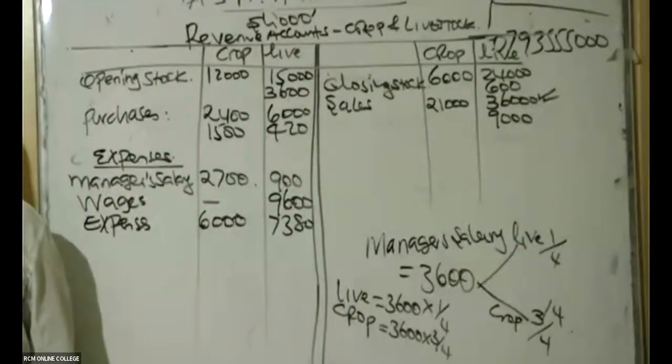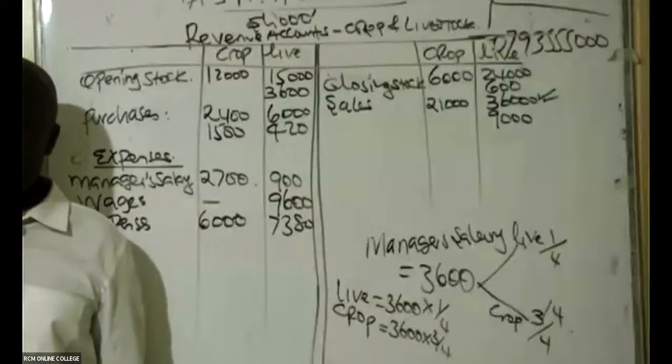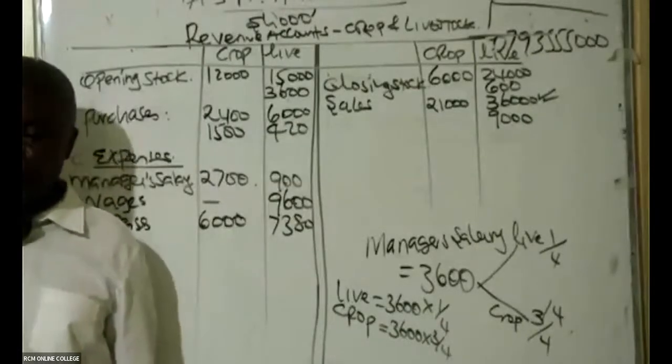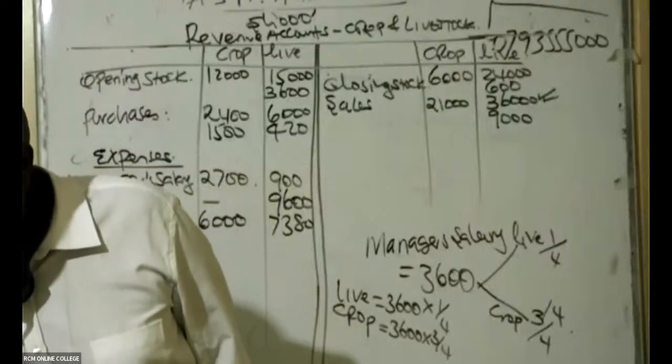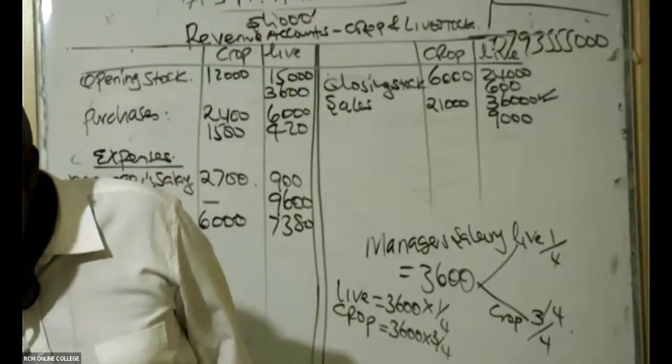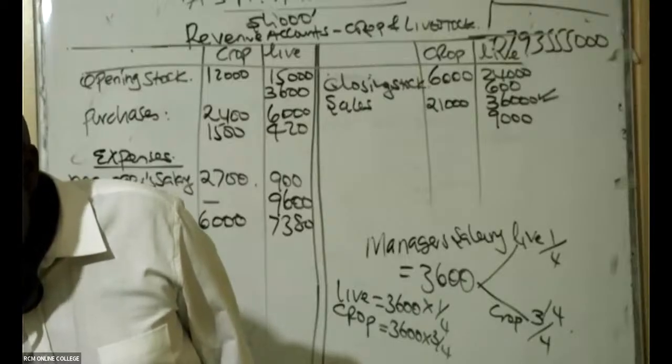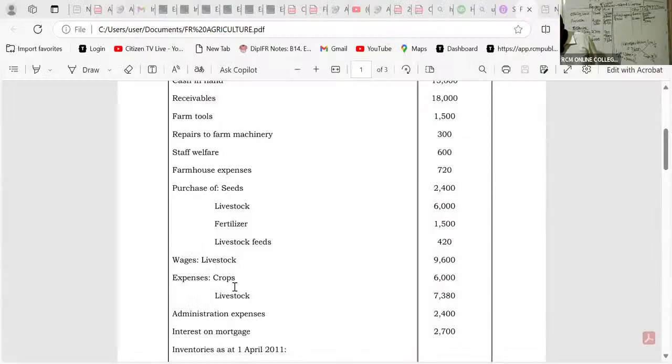All right. So expenses for each biological asset we've been able to book. Ladies and gentlemen, after that, then we look for other expenses. You're simply combing through your trial balance to understand your trial balance very well. So these have been booked.